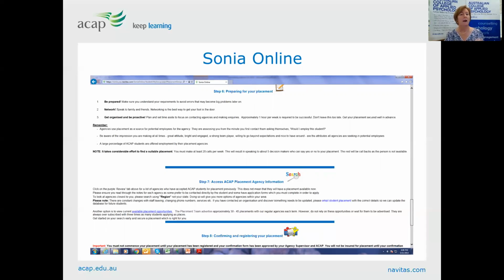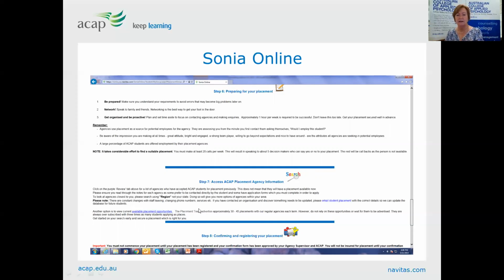You'll see another link there on the page that says available placement opportunities. That's where we put our hot opportunities. We get contacts all the time from agencies who are looking for students. And we also have placement partnerships with agencies where we do their placement recruitment for them. And we put at least 80 students a term into placements that they've applied for through us. Sorry about that. So please keep that in mind.